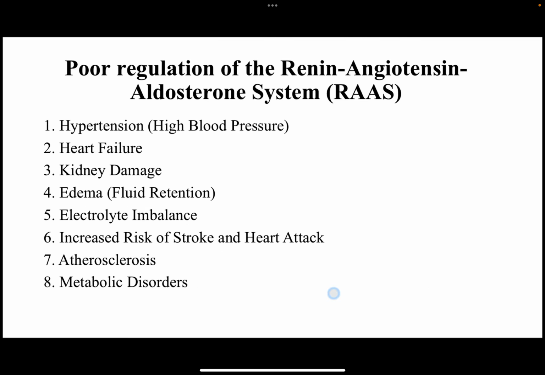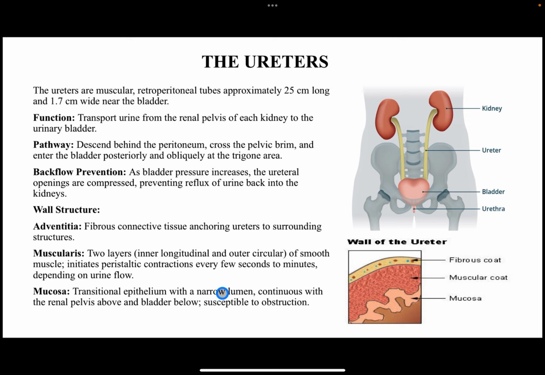So basically, that is it. In fact, if your renin-angiotensin-aldosterone system is not regulated properly, you can end up with hypertension, heart failure, kidney damage, edema or fluid retention, and electrolyte imbalance. It can increase your risk of stroke and heart attack. It can lead to atherosclerosis, and the last is it can lead to metabolic disorders. And this is why the renin-angiotensin-aldosterone system is very essential.